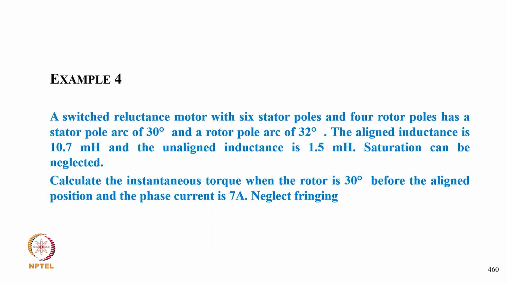Example 4 is a reluctance motor with 6 stator poles and 4 rotor poles, which has a stator pole arc of 30 degrees and a rotor pole arc of 32 degrees.